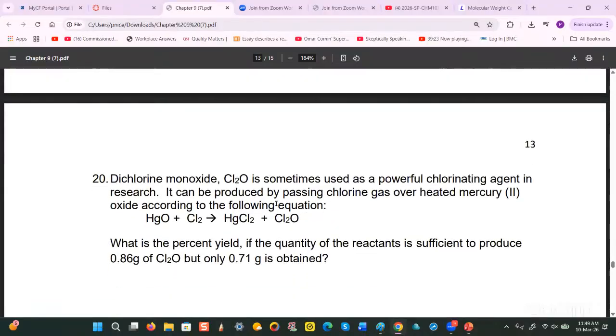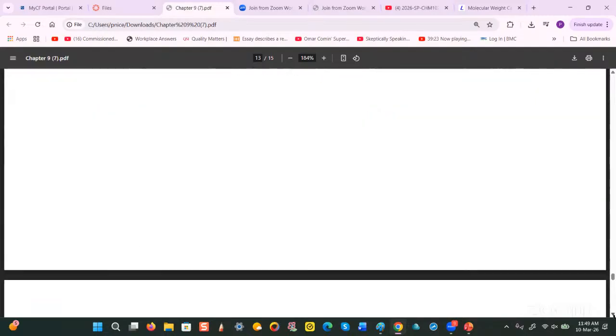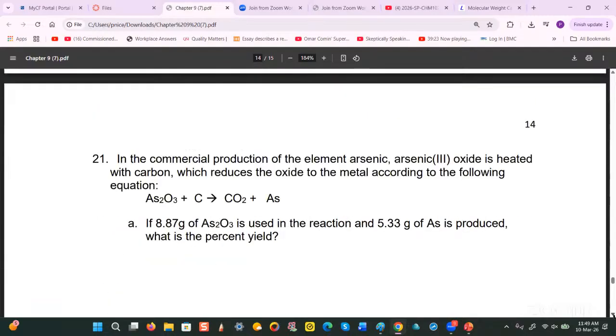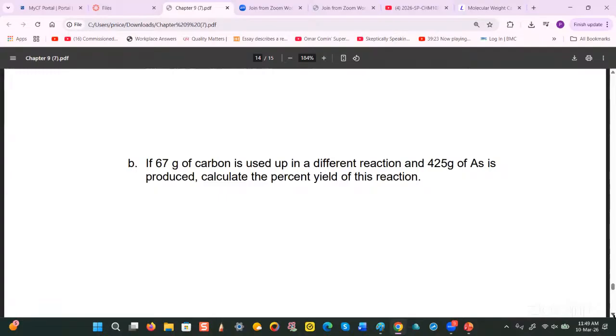Let me see this one here. Okay, you should be able to do this one. Number 20. Look at number 21. Okay, so this is definitely not balanced. So again, you have to balance it before you can do the math part of it. So I'm going to need that for you to do. And then that's a percent yield, so you should be able to do that as well.